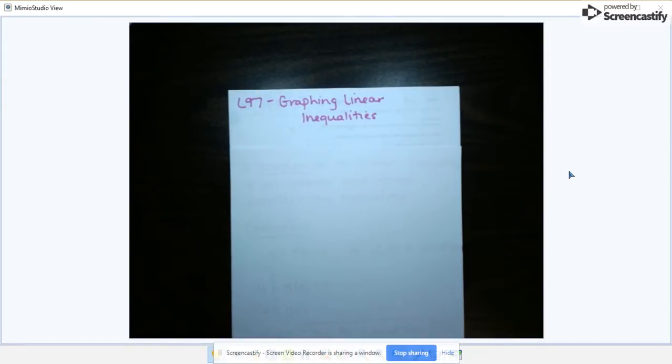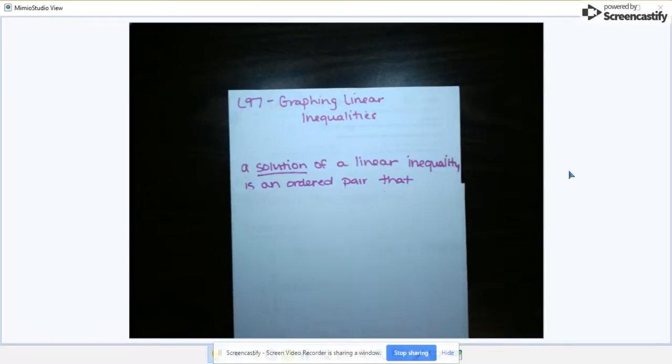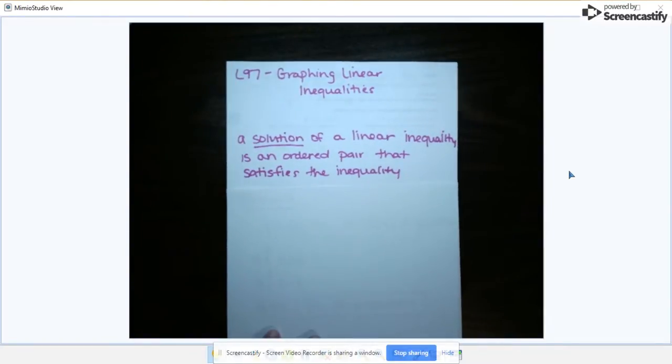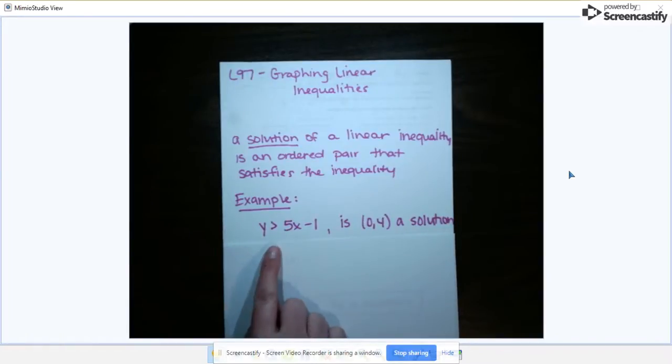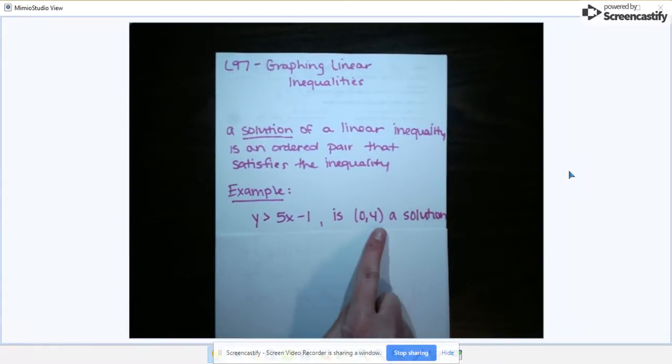Today we're going to look at graphing linear inequalities. So we're going to start by defining what a solution is given an inequality. A solution is going to be an ordered pair or a coordinate point that's going to satisfy the inequality that's given. So here we have an inequality and we're wondering, is (0, 4) a solution?